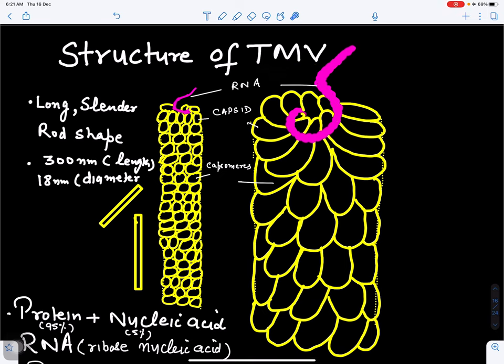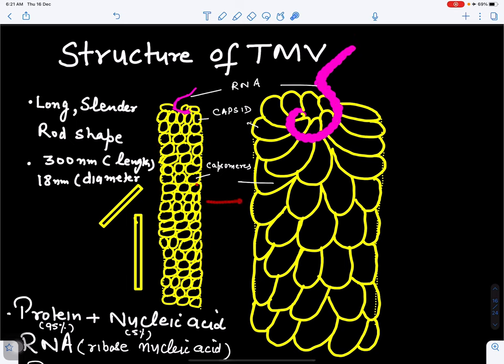Now, the viruses which infect the tobacco plant are rod shaped in outline. We can see here, this is rod shaped in outline. And these rods are long cylinders. If we see their diameter, this is 80 nanometer. If we see their length, this is 300 nanometer. If you see the structure, this is made up of a protein coat. This outermost covering is the protein coat. This whole is the protein coat, and this part is RNA.